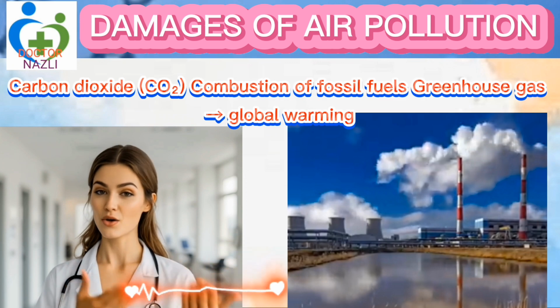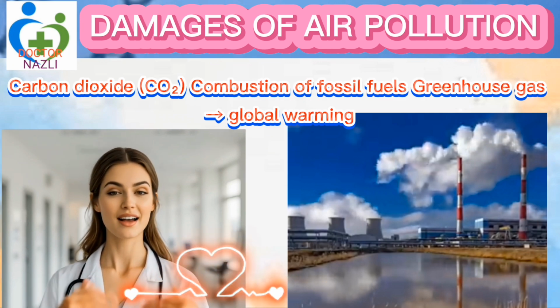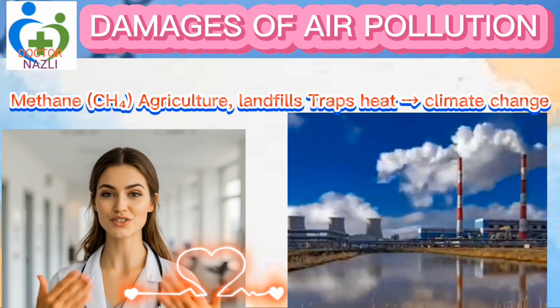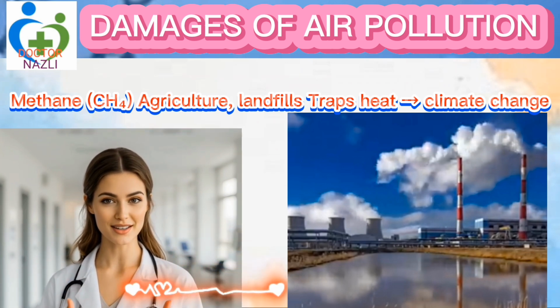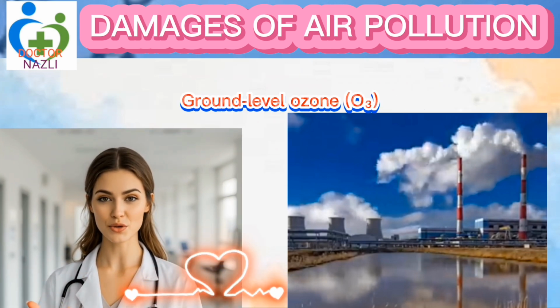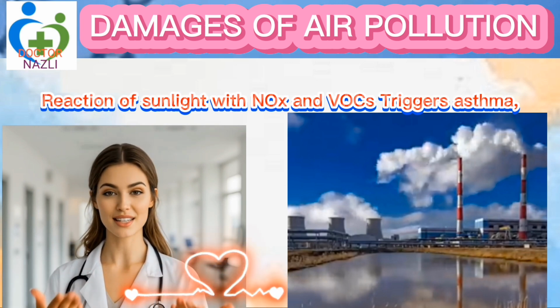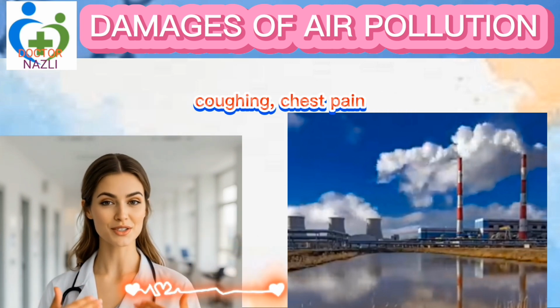Acid rain. Carbon dioxide, CO2: combustion of fossil fuels; greenhouse gas that gives global warming. Methane, CH4: agriculture, landfills; traps heat, gives climate change. Ground-level ozone, O3: reaction of sunlight with NOx and VOCs; triggers asthma, coughing, chest pain.